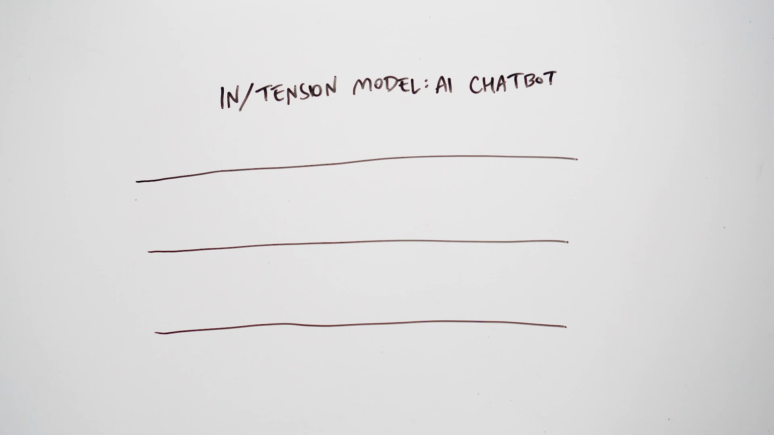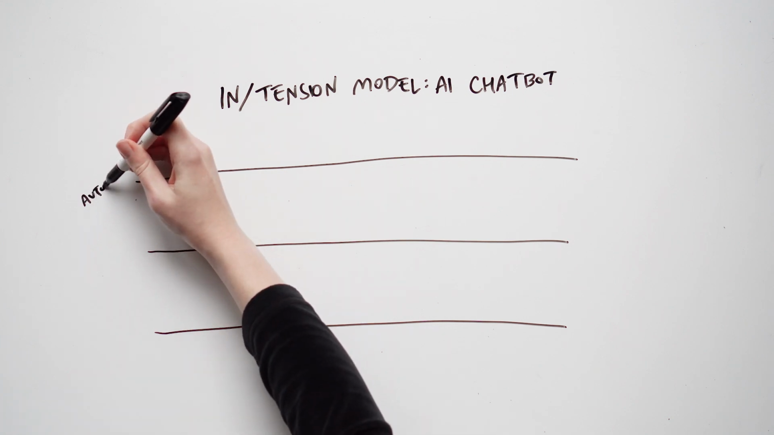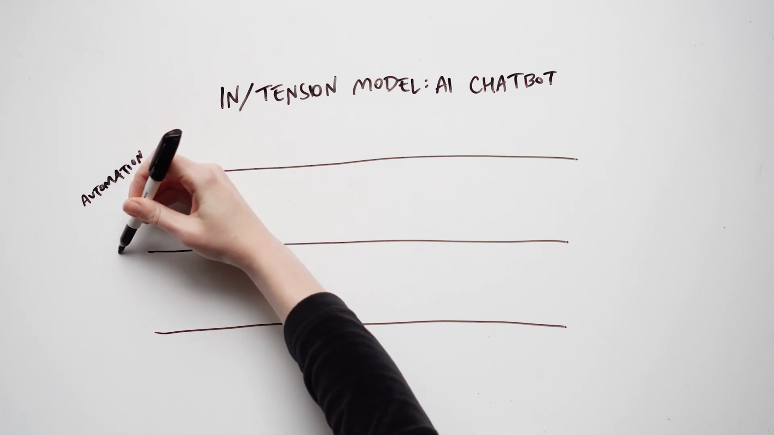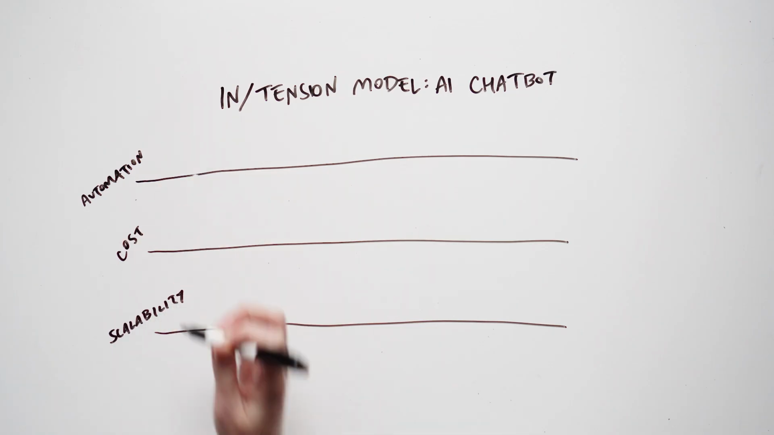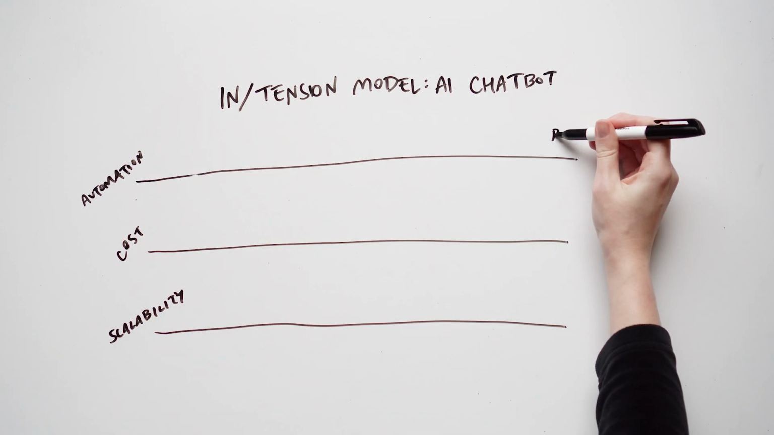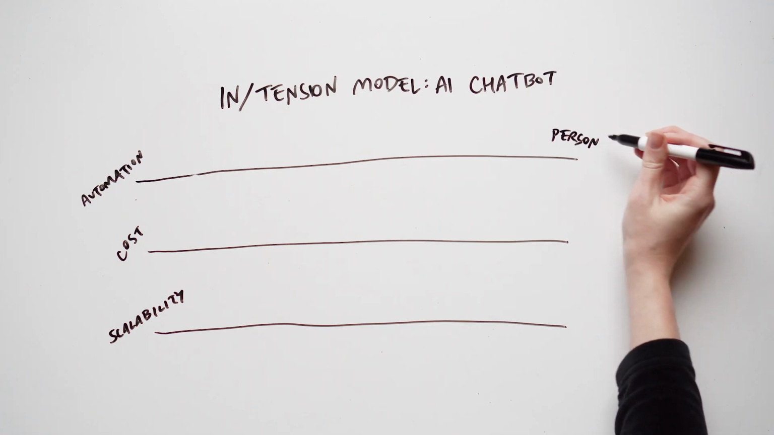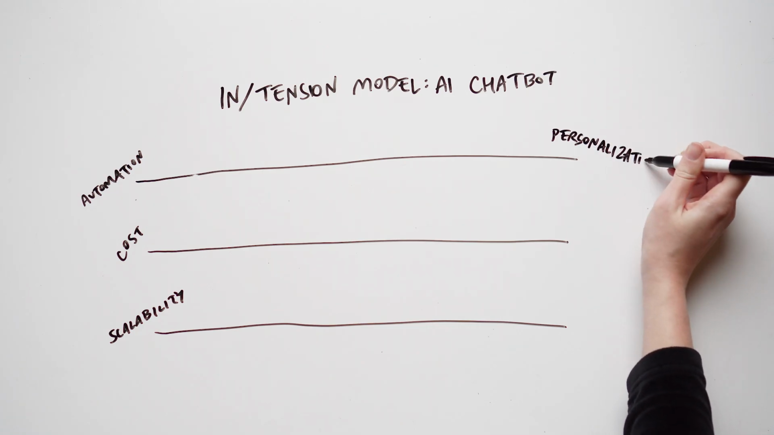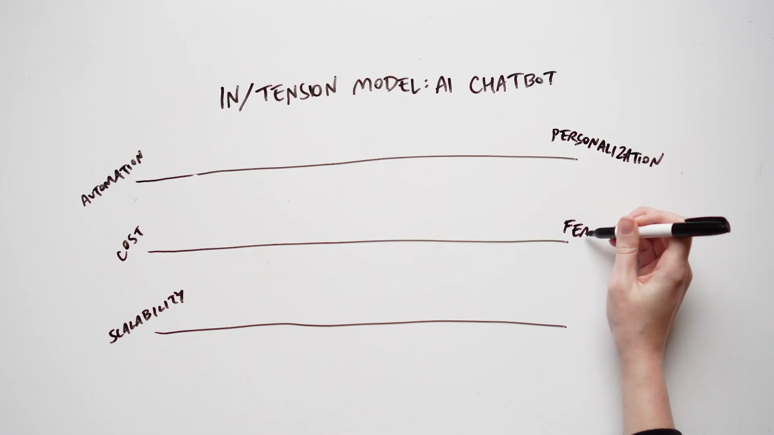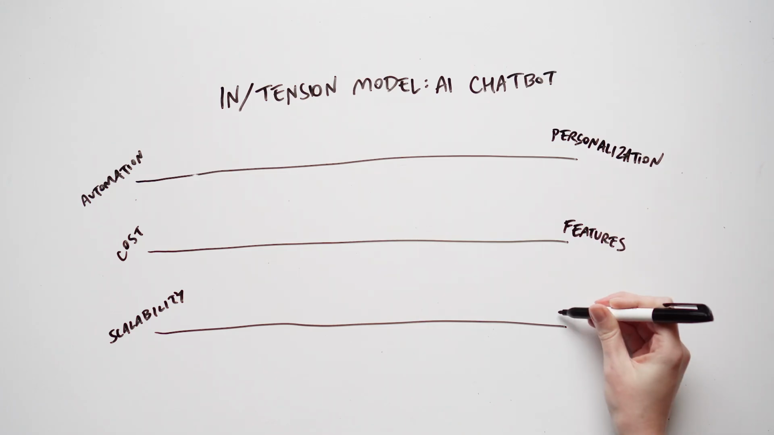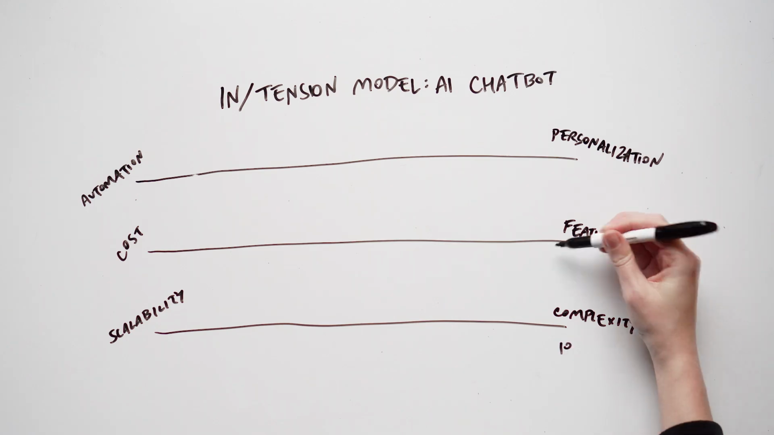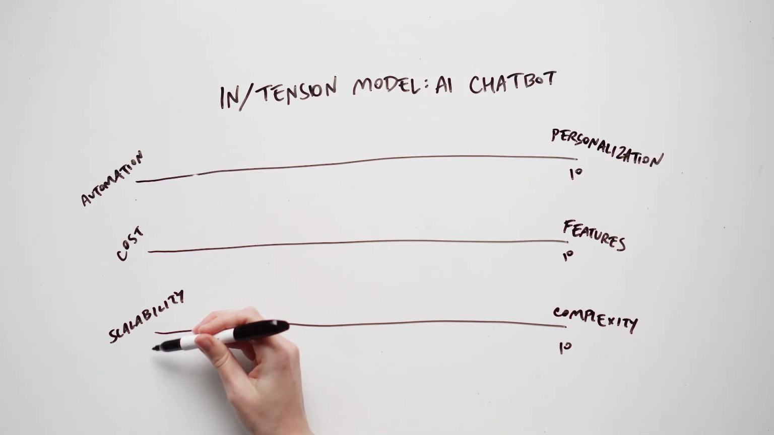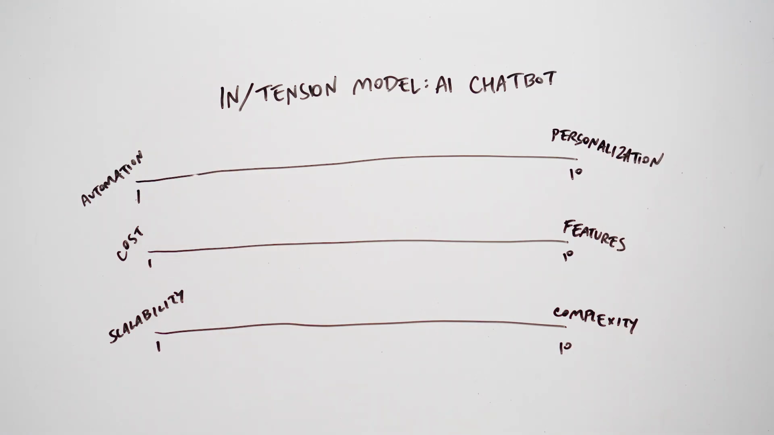The first thing you do when making an intention model is identify what the tensions are. For AI chatbots, such tensions might include automation versus personalization, balancing efficiency and automated responses versus the value of maintaining a more human touch. Another consideration could be cost versus features. The tension is deciding between keeping expenses low or investing in a platform with more advanced capabilities. Finally, there's scalability versus complexity. Do you want something simple that works now, or are you planning for a solution that can grow with you and your organization into the future?